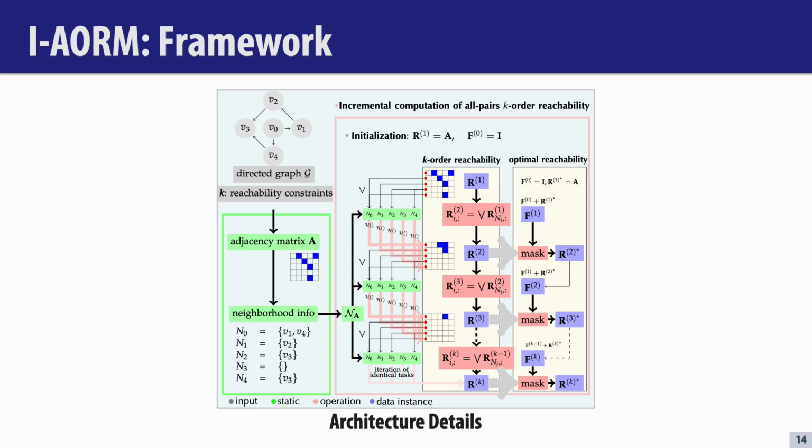This figure shows the detailed IAORM framework. First, IAORM extracts the neighborhood information N_A. Then it exploits this information to perform incremental computation for reachability matrices from the order of 1 to k. Our algorithm constructs the ith row of R_k using N_A and R_{k-1}. For reachability pruning, we use footprint matrix F as a mask to the reachability matrix. This procedure continues until reachability is converged and reachability constraints are satisfied.